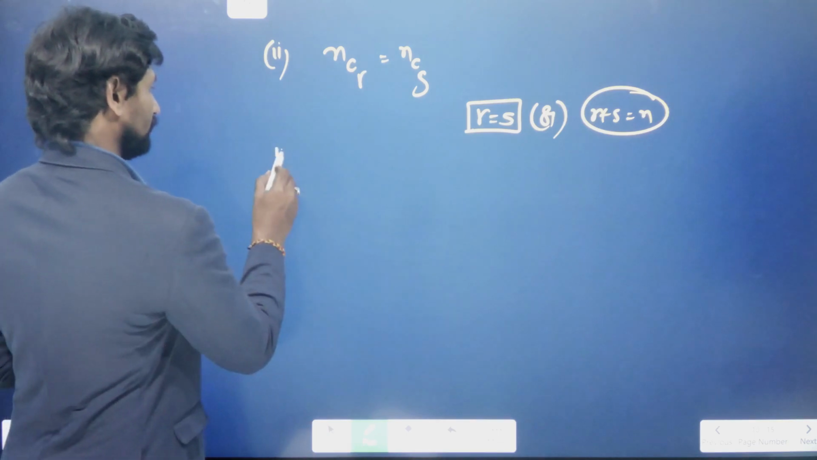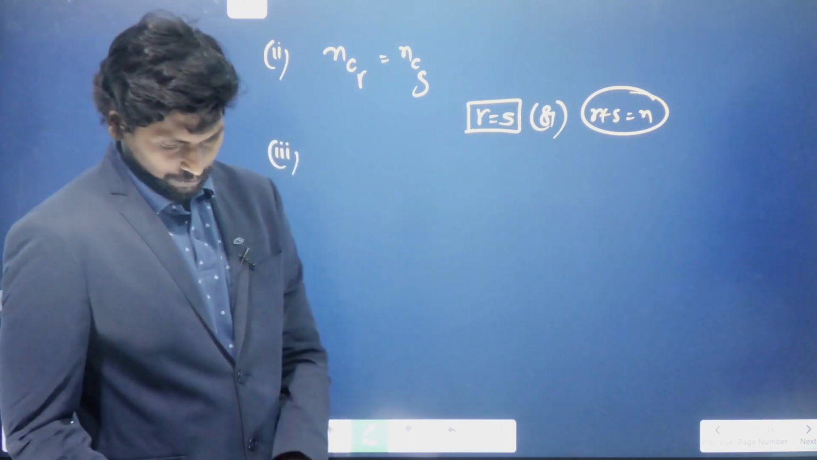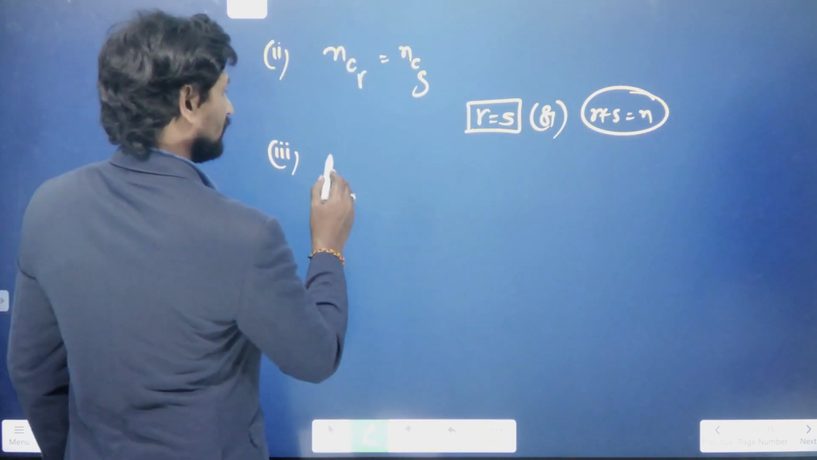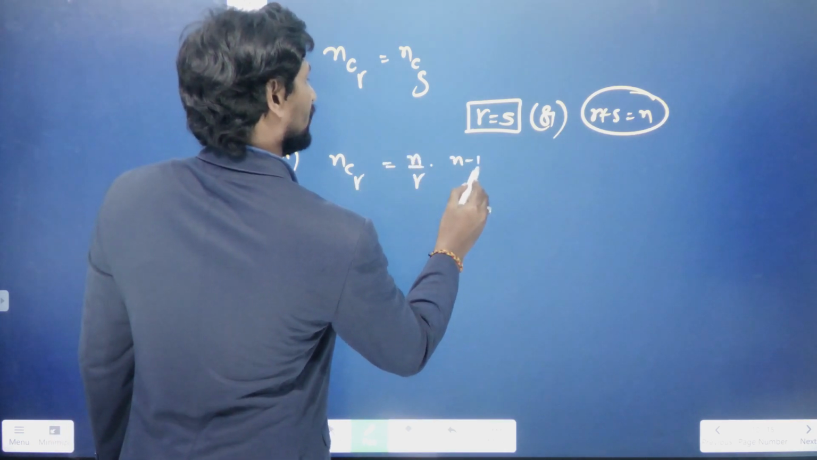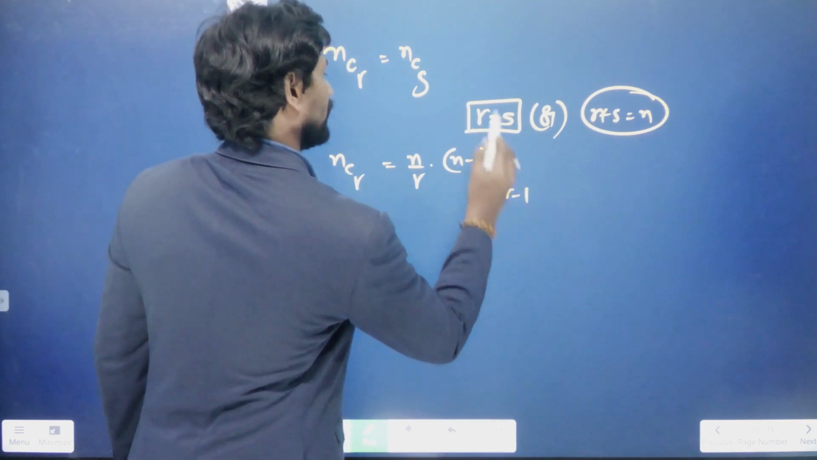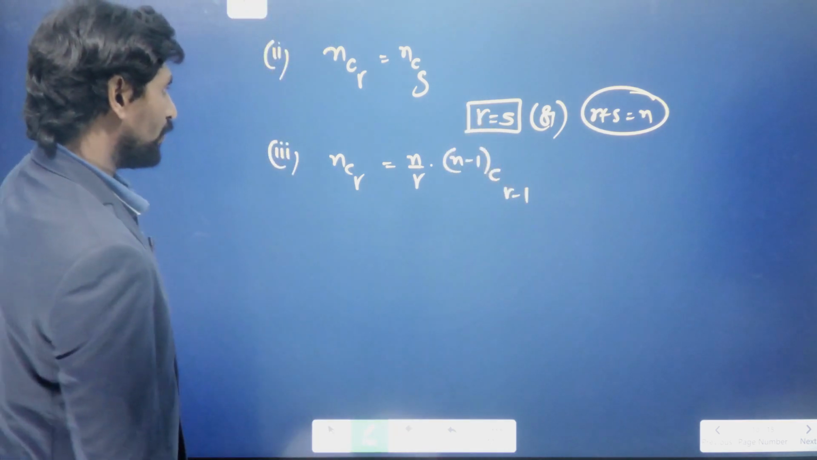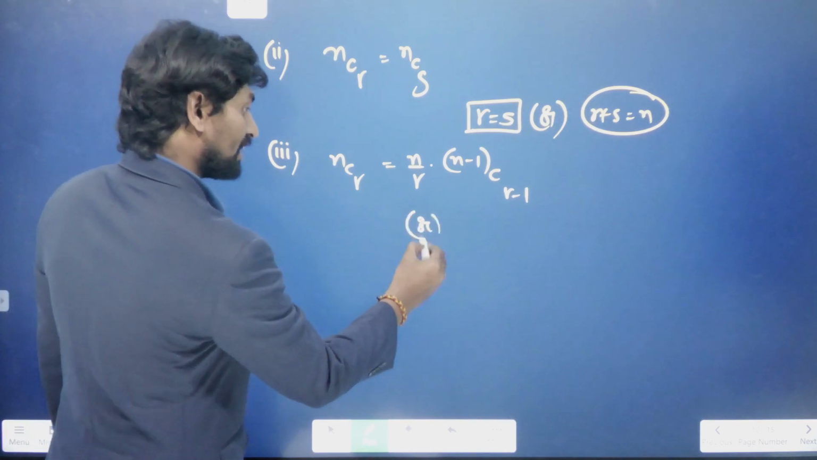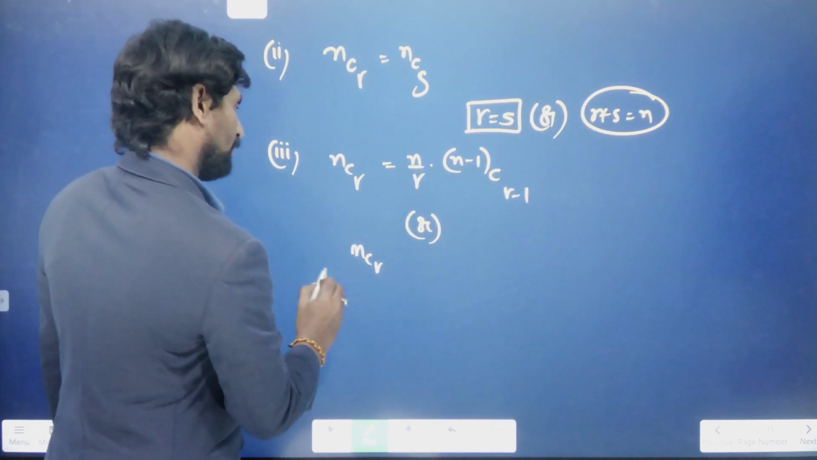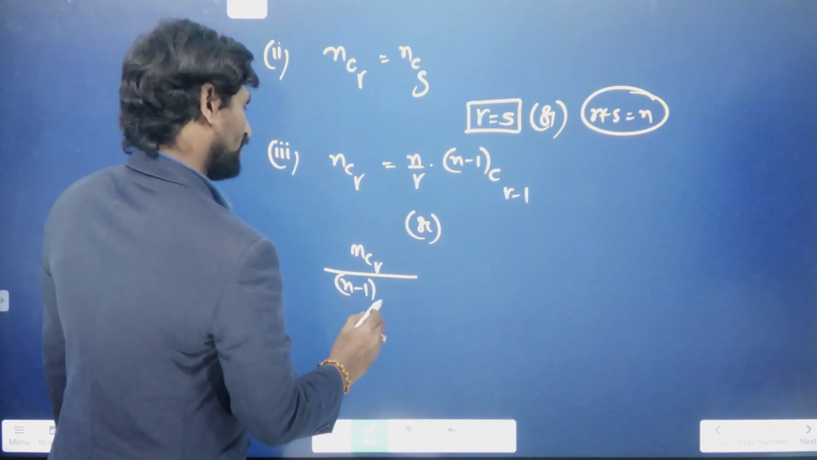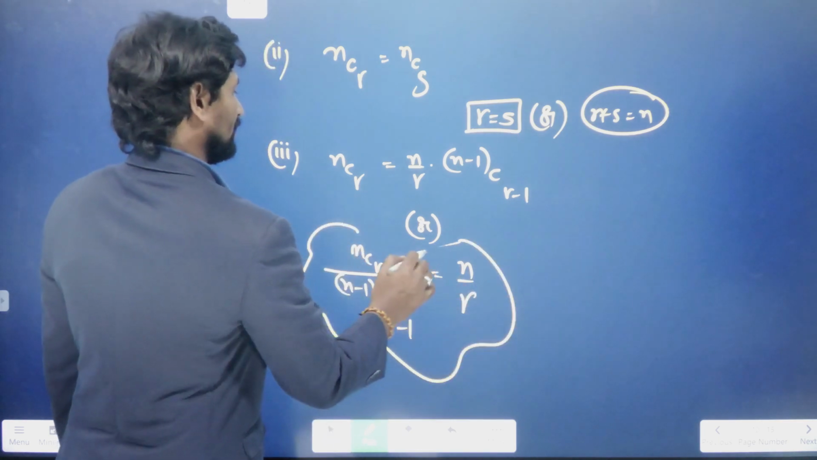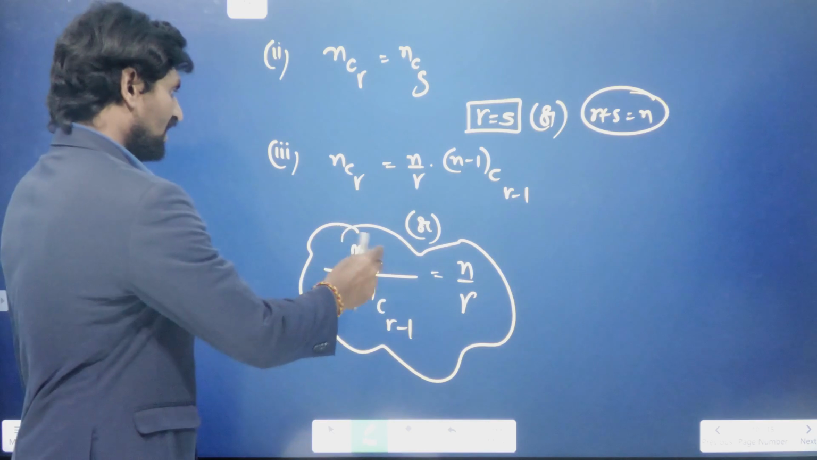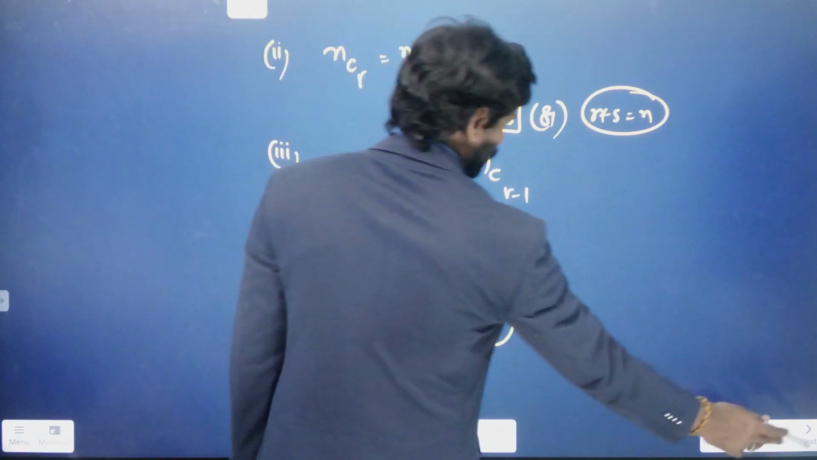Next, the third note point is nCr equals n by r into n minus 1 C r minus 1. This is also a very important point. This one we can write in another way, that is nCr by n minus 1 C r minus 1 equals n by r. Like this also we can write. That is the third important point.